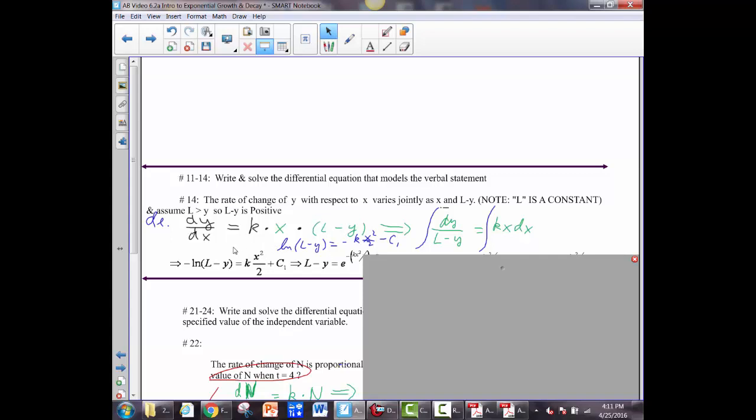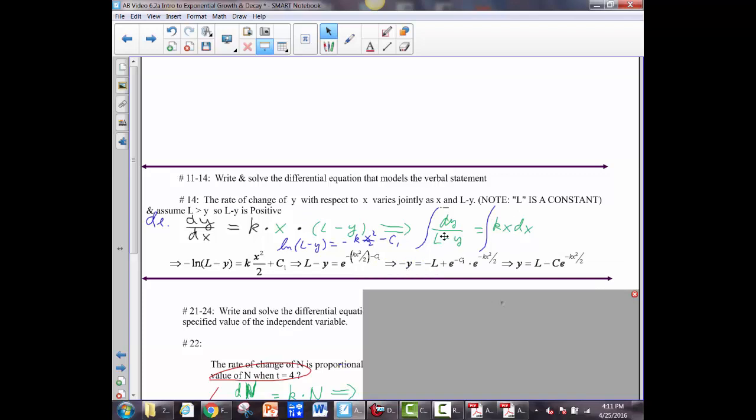I'll bring the y's to the left, the x's to the right, and integrate both sides. I get 1 over (L minus y) dy. Remember, L is a constant. Picture letting u equal that constant minus y. The derivative would be negative 1 dy, so you would have to introduce and counteract with that negative. And now you're integrating 1 over u du, which is ln u. The reason I don't need the absolute values is we're assuming that L is bigger than y, so L minus y is positive. Integrate the right side: kx squared over 2 plus c1.